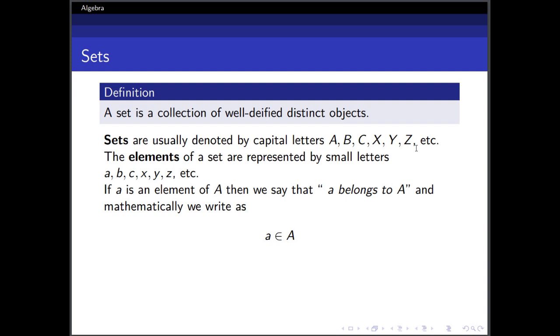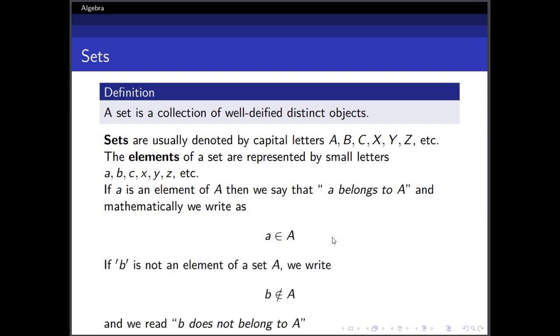If small a is an element of set capital A, then we say that a belongs to A, and mathematically we can express it in this way. Similarly, if b is not an element of A, then we write this expression mathematically this way, and we read it as b does not belong to A.